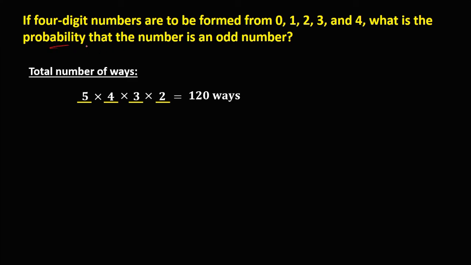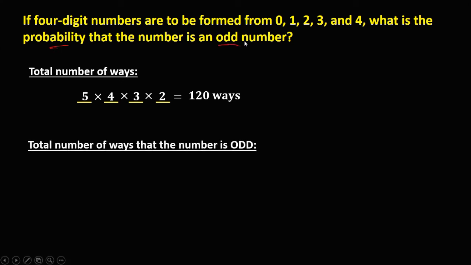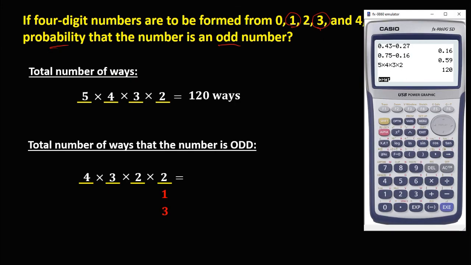Then since we need to find the probability that the number is odd, to find out the number of ways that the number is odd, we have these 4-digit numbers. Since for odd numbers the last digit is odd, in the given numbers we only have 2 odd numbers, the 1 and 3. So therefore, for the last digit we only have two possible numbers, so this one is 2. Since we use one number for the last digit, the remaining numbers, this one is 4, then 3, then 2. Then multiply all these numbers. So 4 times 3 times 2 times 2. So the answer is 48.